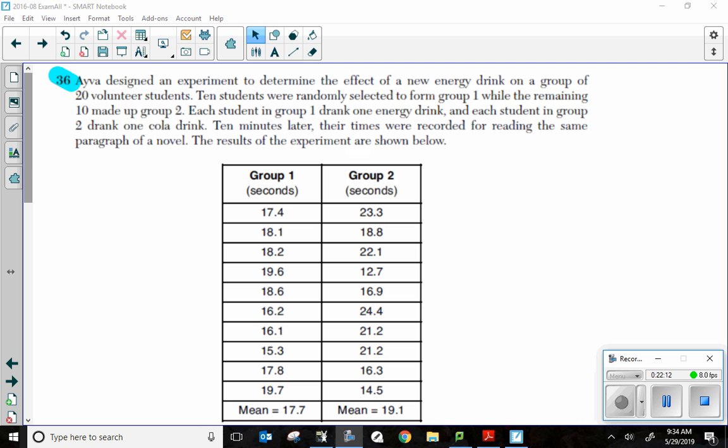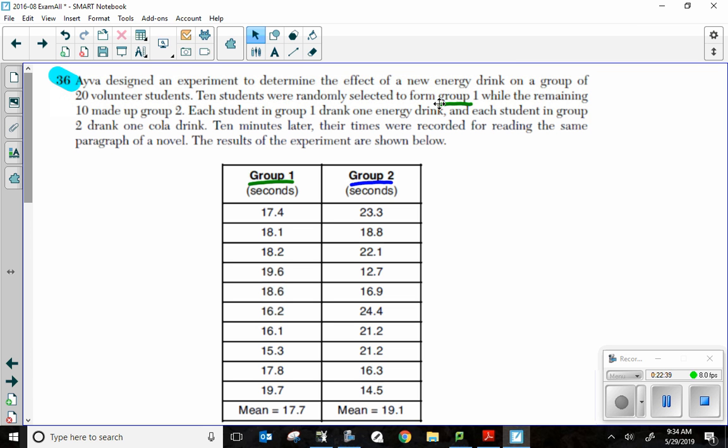Number 36, another data problem. Data and stats, whatever. Ava designed an experiment to determine the effects of a new energy drink on a group of 20 volunteer students. 10 students were randomly selected to form group 1. Okay, group 1, right here, 10 students, while the remaining 10, okay, group 2.